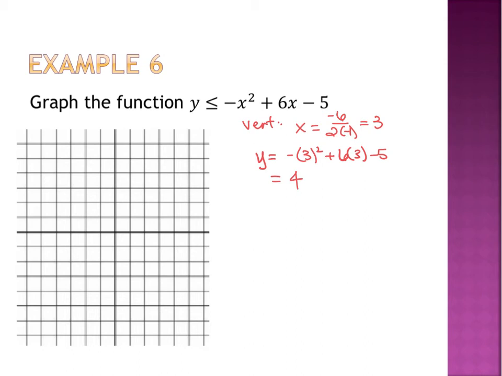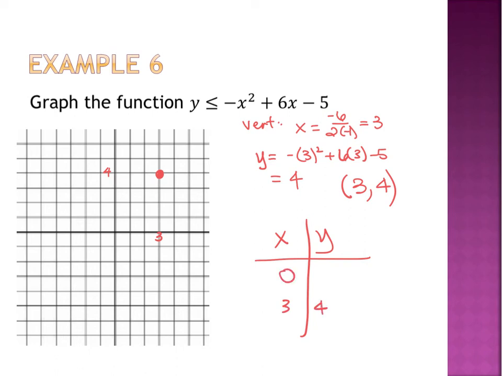So now, when I look at my vertex, I have the coordinate point 3, 4, and I can plot that out. So this is 4, this is 3, and if I do my table, I have x and y, and I'm going to put 3 and 4 in my table. I do want to include the point 0 just to see where that is going to hit, and then I might do something like the number 5, just to see where we end up. So when I plug a 0 in, I end up with a negative 5, and if I plug a 5 in, I end up with a 0.